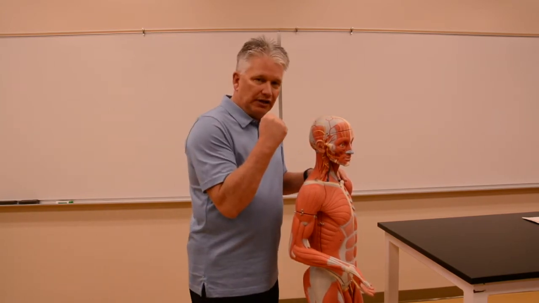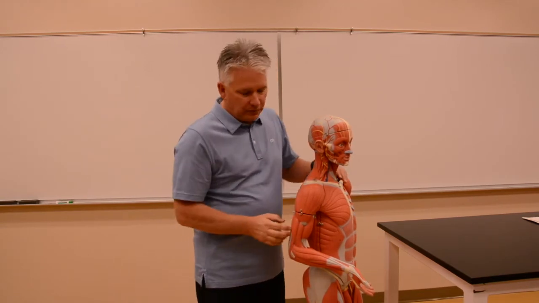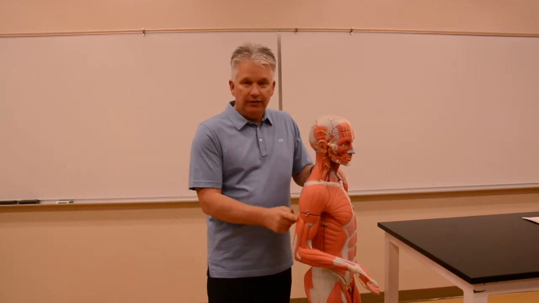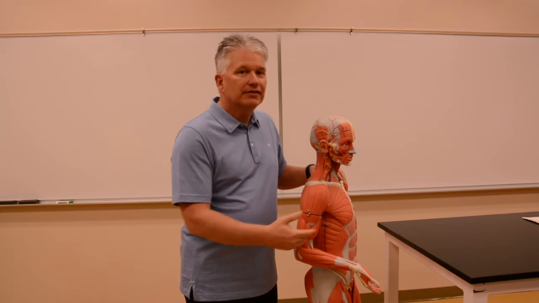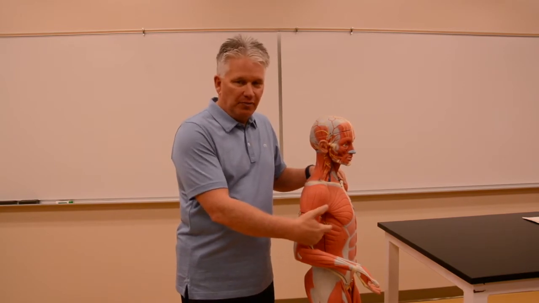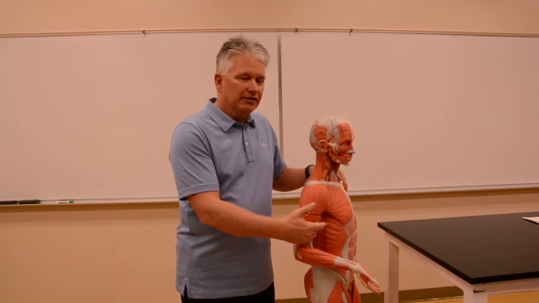Let's say we were talking about elbow extension. I'm going to straighten my elbow. Well, who does that? The triceps. So the triceps now becomes the agonist. Who's the antagonist? That other muscle group, the biceps and the brachialis.